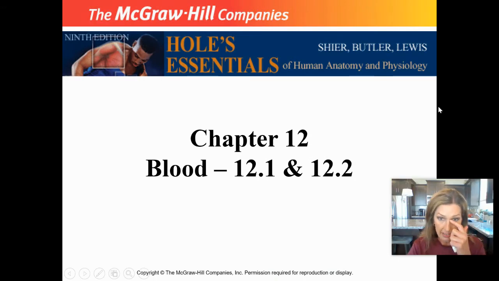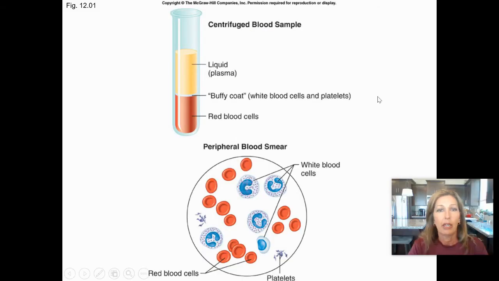For chapter 12, again, we're not covering the entire chapter, just section 1 and section 2. So just focus on those when you're looking at your textbook in order to answer the questions off of your reading guide. Now, with your blood, you should know that, depending on your size, you have anywhere from 4 to 6 liters of blood inside your body.